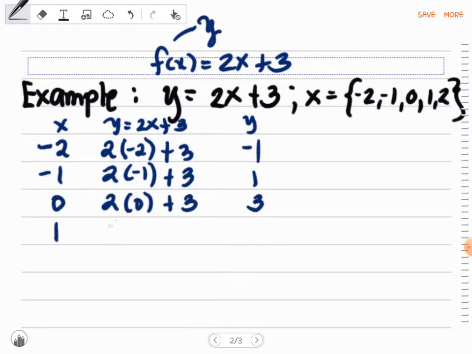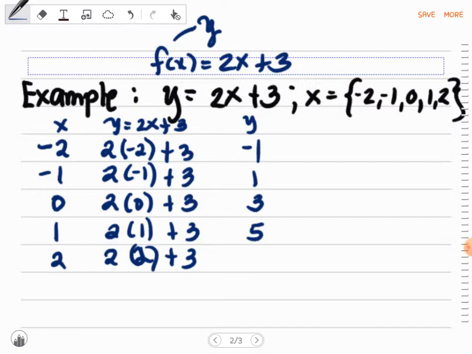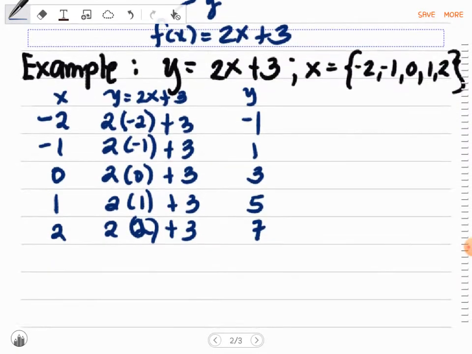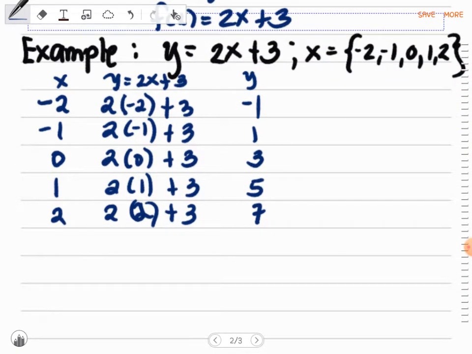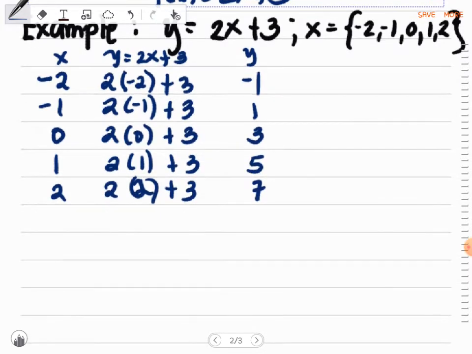For 1, we have 2 times 1 plus 3. 2 times 1 is 2 plus 3. The answer is 5. And finally, for 2, we have 2 times 2, 4 plus 3. So that's 7. Okay? Now, the first representation for this function, it's a function, right, is mapping.